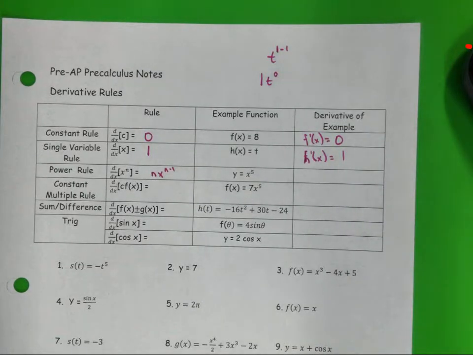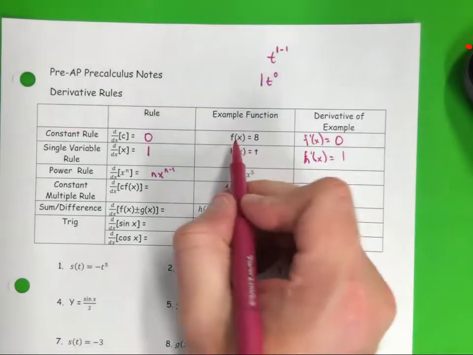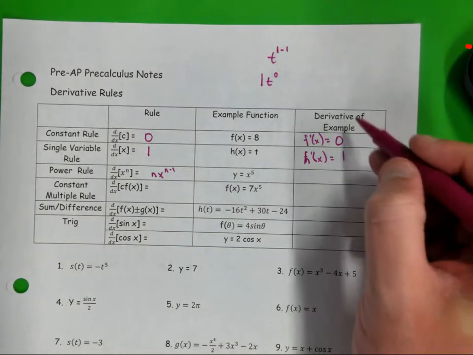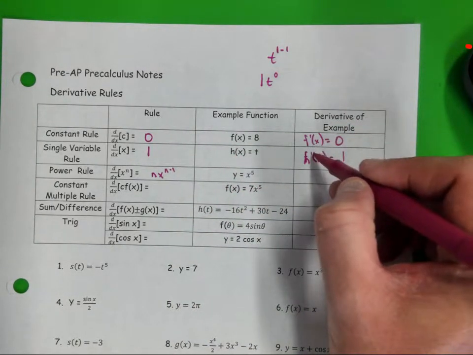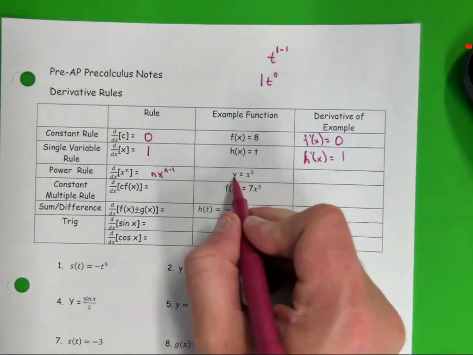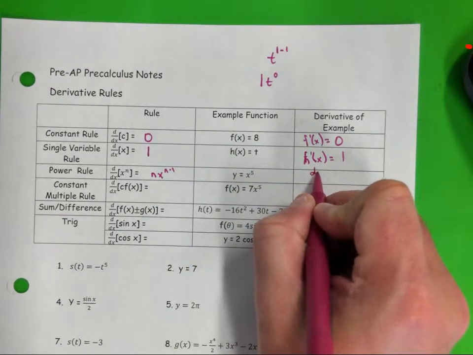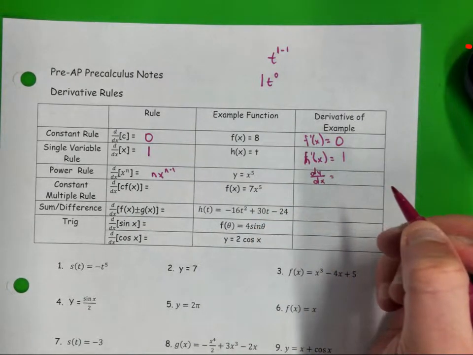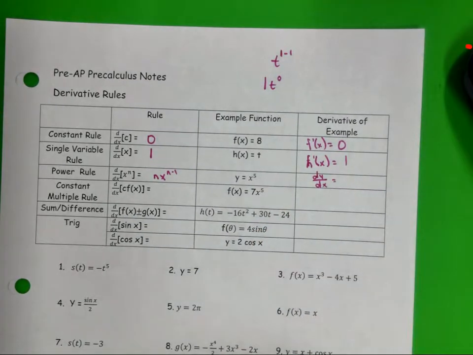Now let's talk about notation for a minute. Do you see how this notation was f of x or h of x? And do you see how I wrote the derivative as f prime, h prime? If it's just y, that is when you use this notation dy over dx. That also means derivative, okay? That also means derivative.